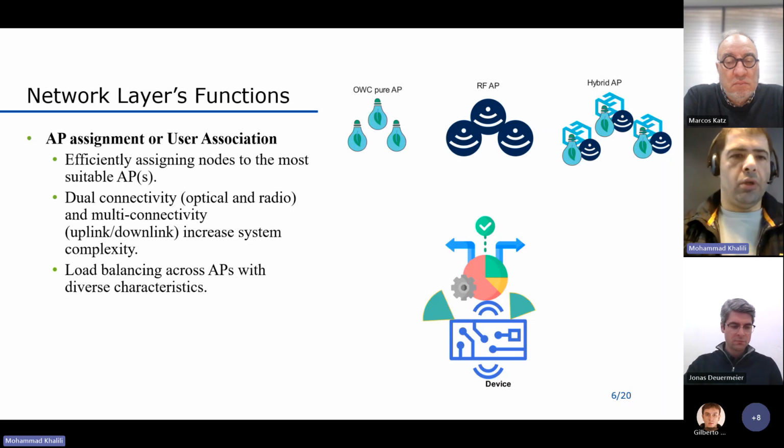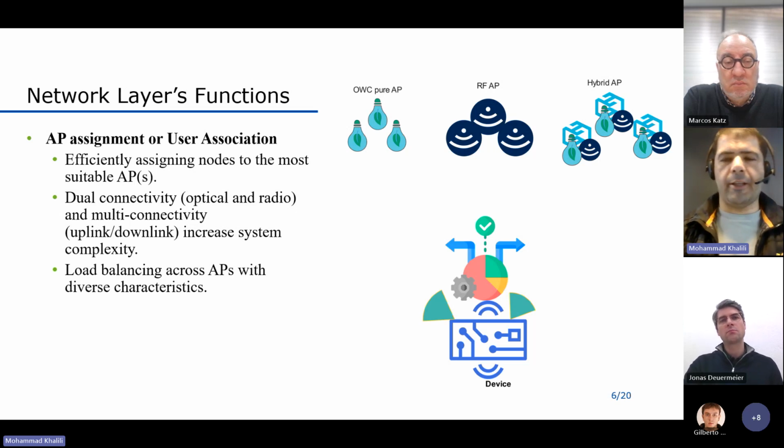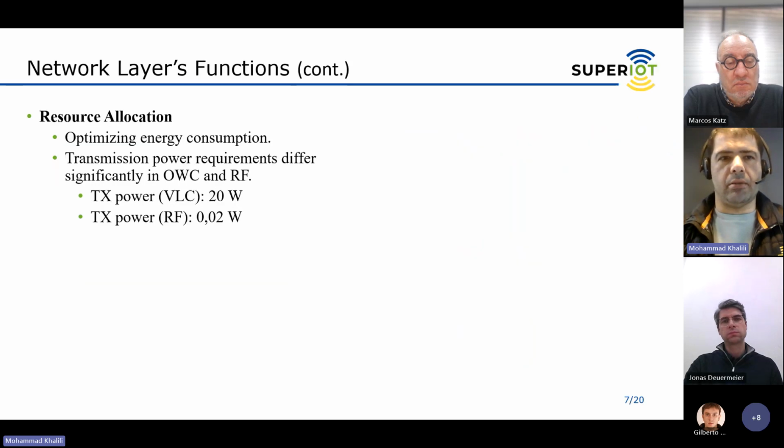Also, we need to balance the load between access points, and we know that different access points have different capabilities and different requirements, and we need to balance the load between these access points, and it's very challenging.